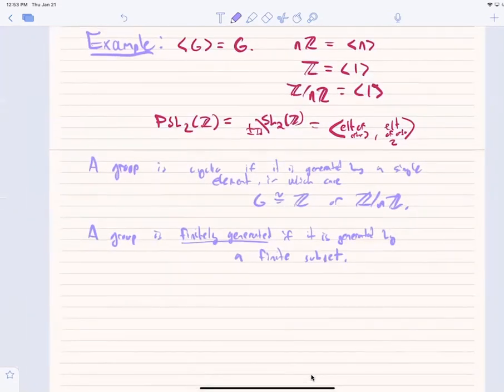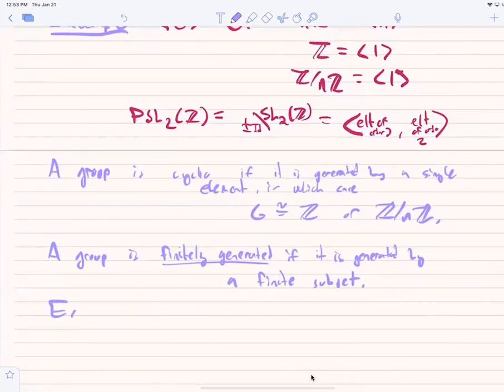But of course, and this should be, so let me say, I'll come back. I was about to make some philosophical remarks, but let's do a few more examples first. So give me another example. Give me some more examples of finitely generated groups.